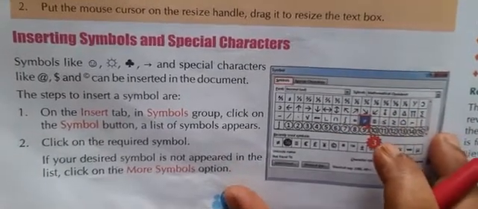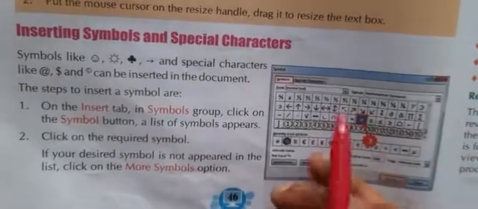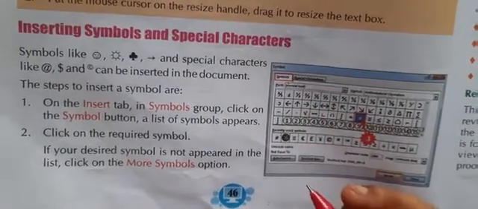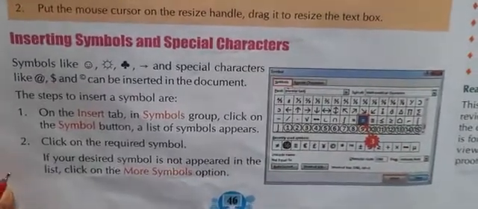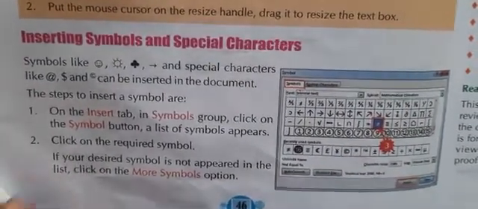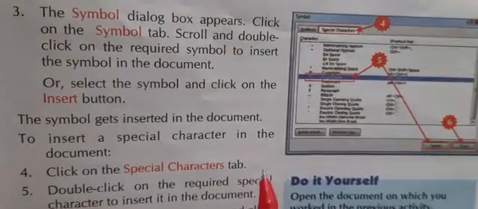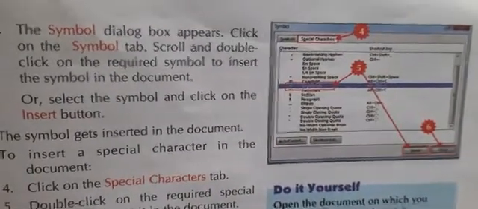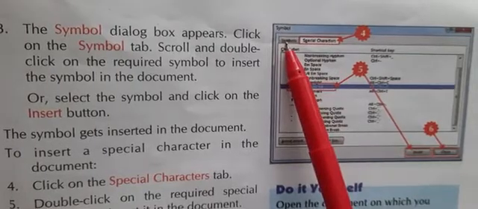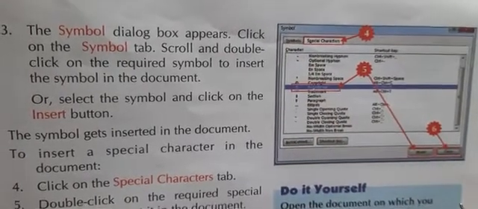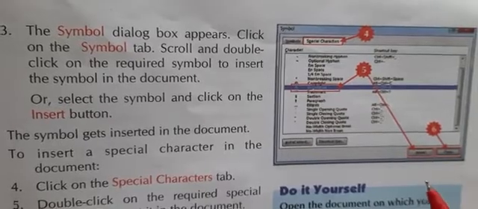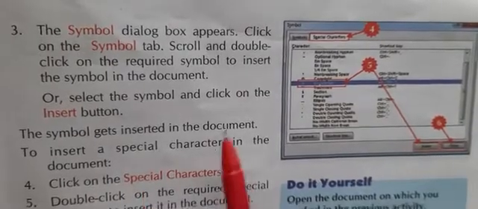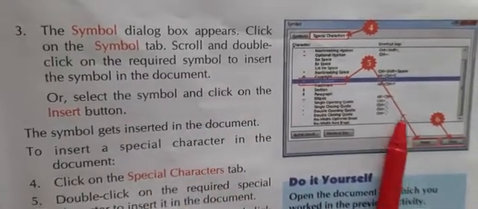Now that's how we can insert the symbols. First we will go to the Insert tab, then in the Symbols group we will go to the Symbol button. Then a list of symbols will appear. As soon as we select More Symbols, the Symbol dialog box will appear. Then we will click on the Symbols tab. Then scroll and double click on the required symbol that is to be inserted in the document.